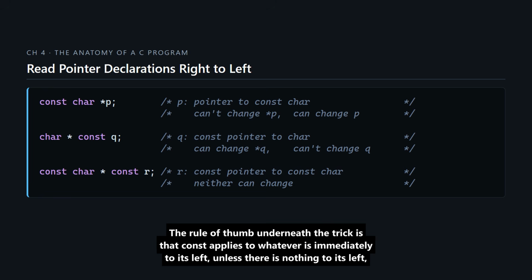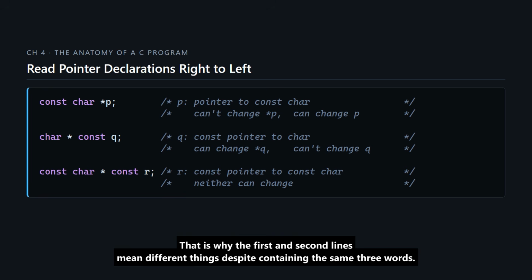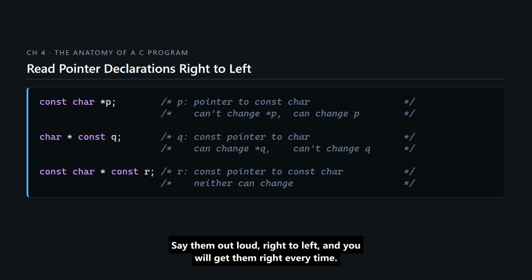The rule of thumb underneath the trick is that const applies to whatever is immediately to its left, unless there is nothing to its left, in which case it applies to what is on its right. That is why the first and second lines mean different things despite containing the same three words. Say them out loud, right to left, and you will get them right every time.